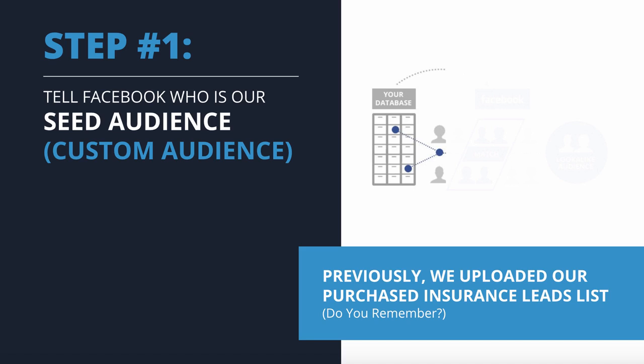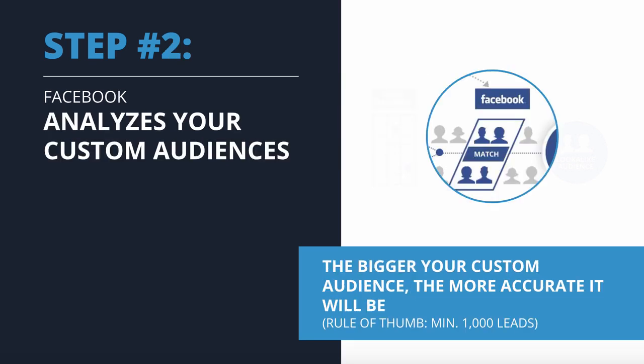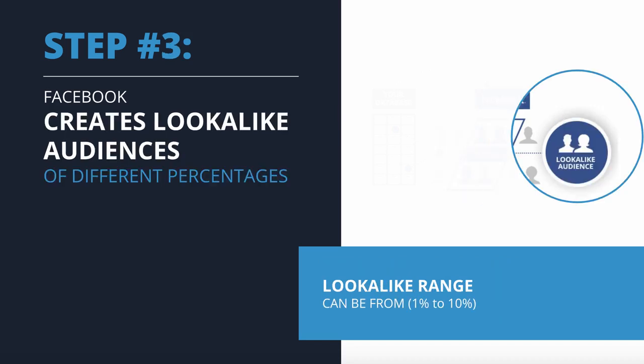Again, there are other ways to acquire the seed audience. You could ask your affiliate managers, you could ask the offer owners, but for the most part, we found either you have to have the leads yourself, or you have to ask someone for the leads to make a seed lookalike audience. Those are really the only ways for the most part. Facebook then analyzes your audience, and then it creates a lookalike audience based off of that audience.